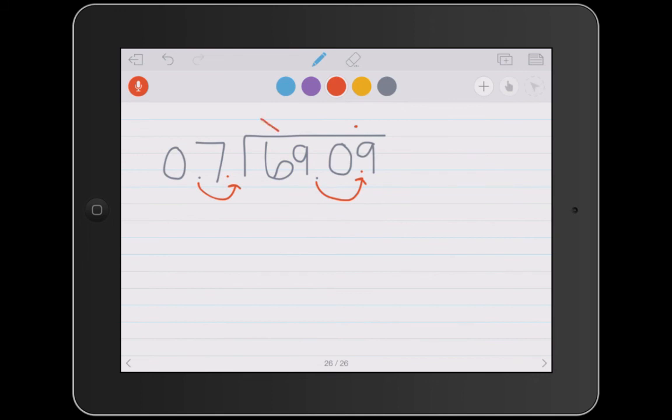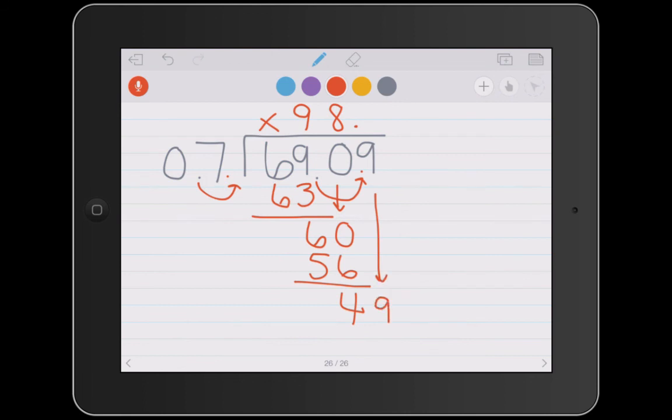7 goes into 6. 7 goes into 69. 9 times 7 is 63. Subtract. Bring down. 7 goes into 60. 8 times. 8 times 7 is 56. Subtract. Bring down. 7 goes into 49. 7 times 7 is 49. So my answer is 98.7.